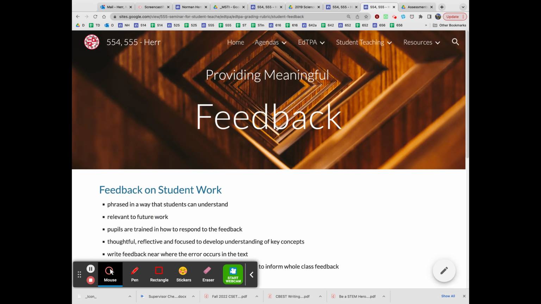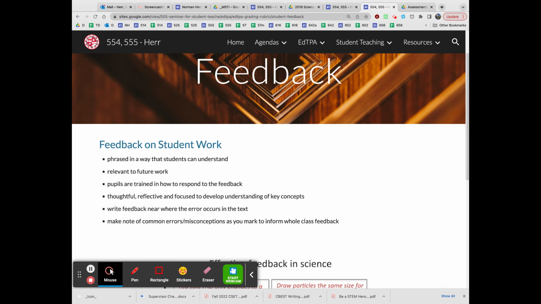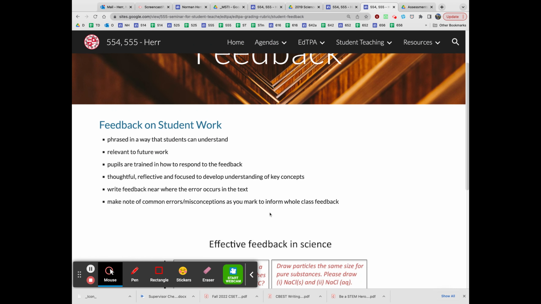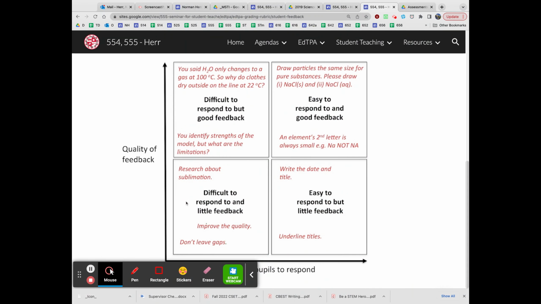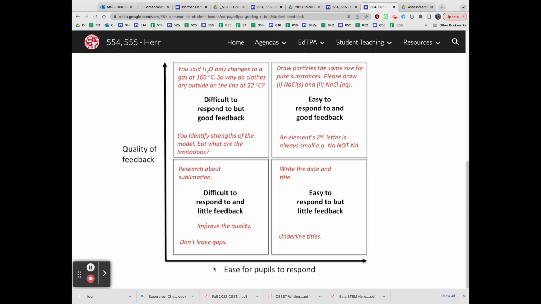So the question is, in terms of the feedback, what kind of feedback do you want to provide? Well, EdTPA is looking for you providing effective feedback. So it's got to be phrased in a way that students can understand. It's got to be relevant to any future work. And if you look at this grid right here, we can see that on the x-axis, this is the ease for pupils to respond. This over here is the quality of the feedback.